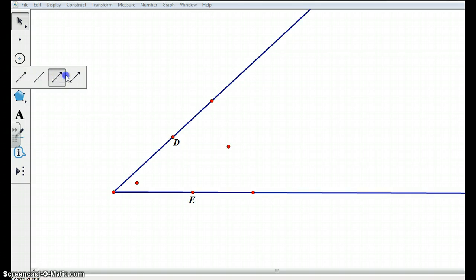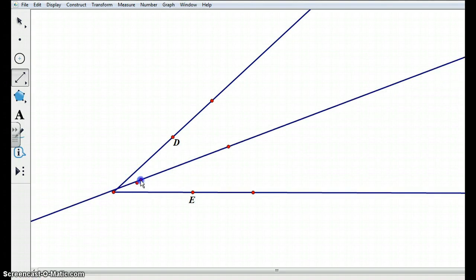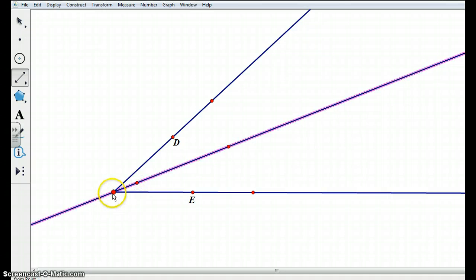Essentially, with these two intersections, I'm going to make a line through them, and it should go through our vertex. If I connect it right over here, yup, it does go through our vertex. That constructs an angle bisector. I'm going to make a ray from our vertex through these two points, and I'm going to hide this line.